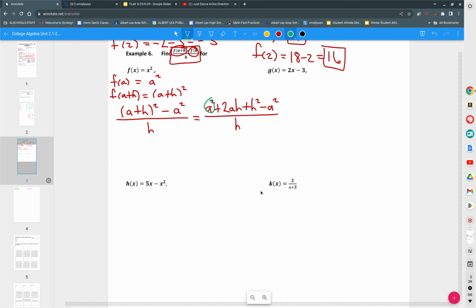Yeah, the a squareds cancel. I told you this will happen every time. If it does not have an h to it, it must cancel. If it doesn't, you did something wrong.